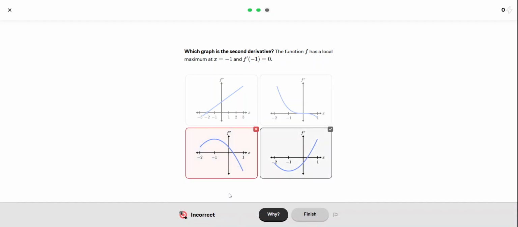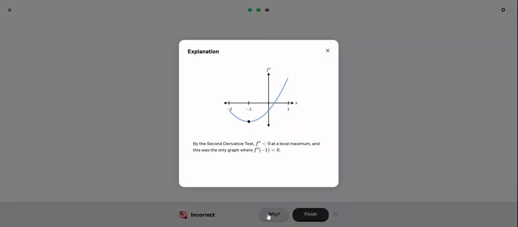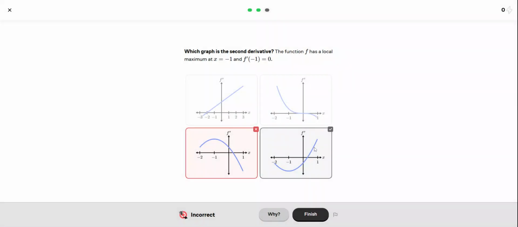Uh-oh, I did it the opposite way around. Incorrect. Sorry for the error, guys. Let's see why. Local minimum, second derivative less than 0, so at minus 1 it is less than 0, so it's on the negative side, not maximum. Oh yes, minus 1 and negative is the second. I chose the opposite way around. That's a contradiction. Unfortunately, we didn't get a perfect 3 out of 3, but I'll finish this off again by clicking on this finish tab.